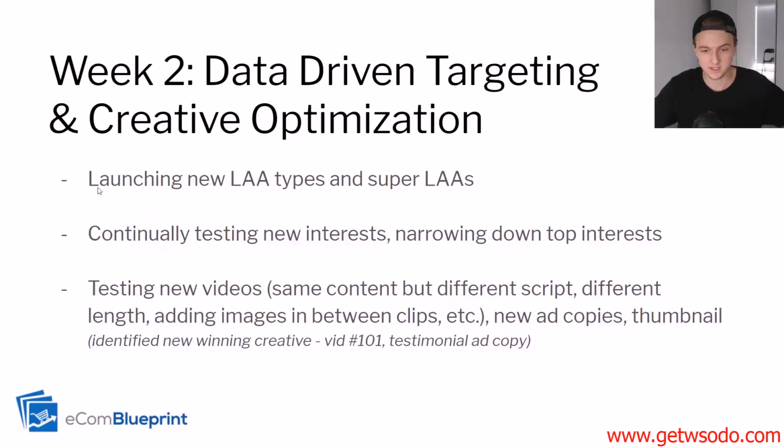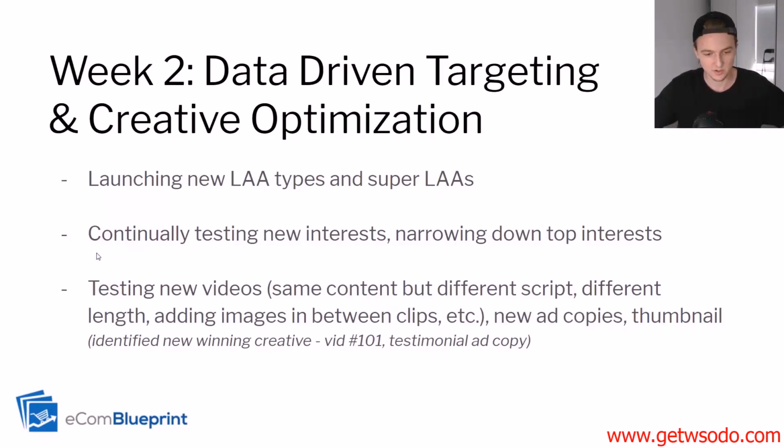And so the key things that I was doing the second week are, number 1, I was launching new lookalike audience types as soon as I had enough data. And I recommend at least 500 events for any given lookalike audience type before launching it, right? So once you get 500 events for a new lookalike audience type, you want to launch that. And I also started launching some super lookalikes. So I started combining some of my best performing lookalikes to create super lookalikes. And so, that really helped the performance.